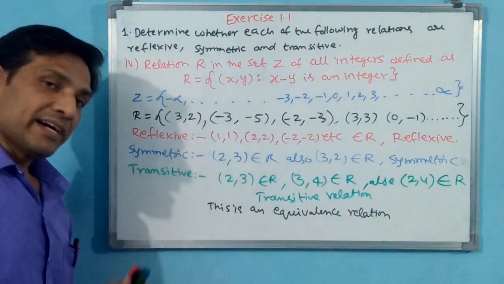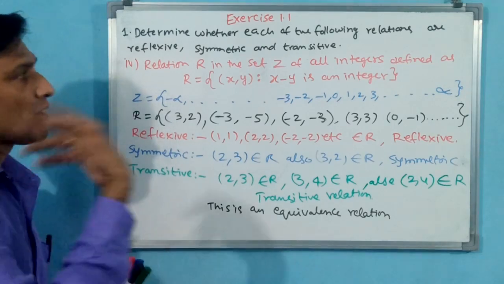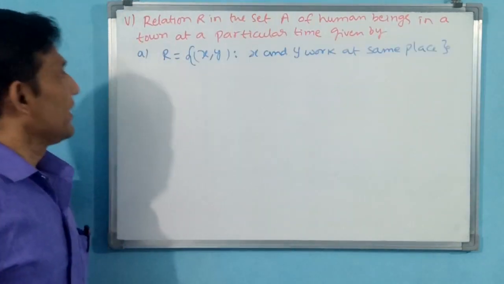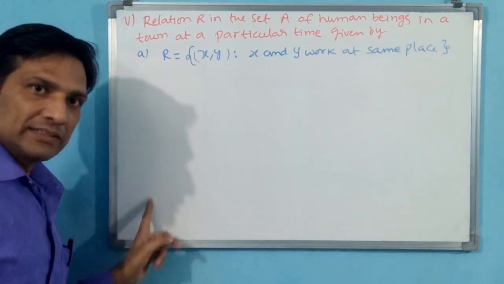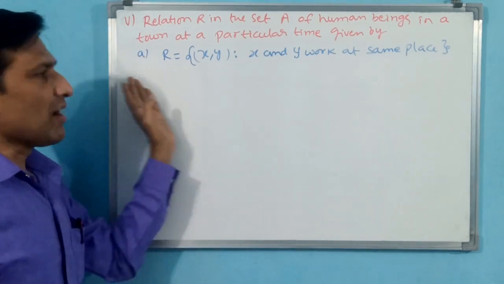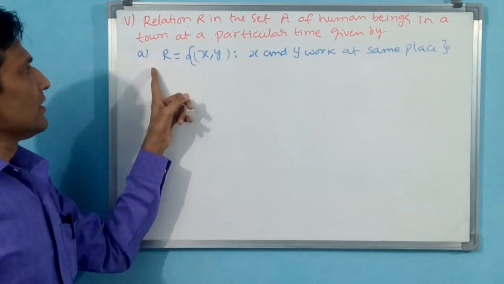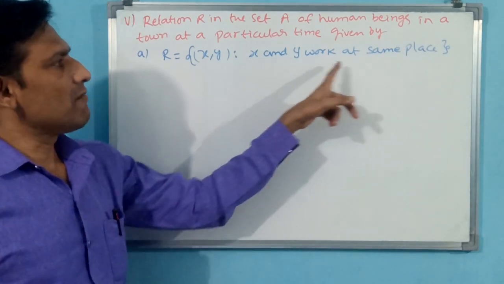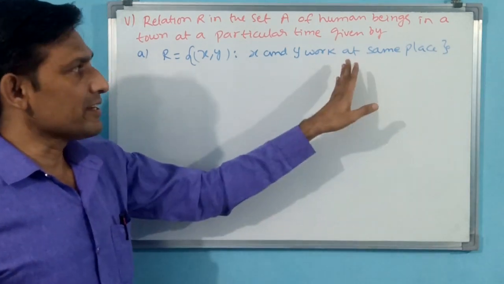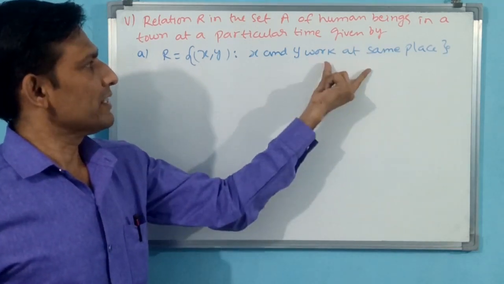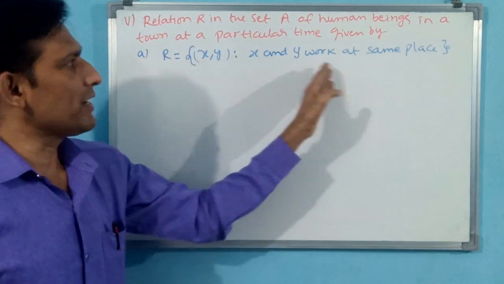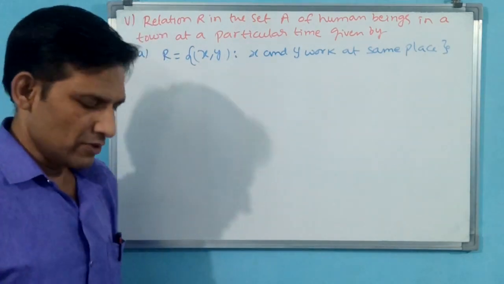Fifth part contains again 5 parts. Okay, we will see the fifth part one by one. See the fifth part of the first question. Again 5 parts are there, A, B, C, D, E. One by one we go. Okay. Relation: X and Y work at the same place. That means here the relation is working at the same place.